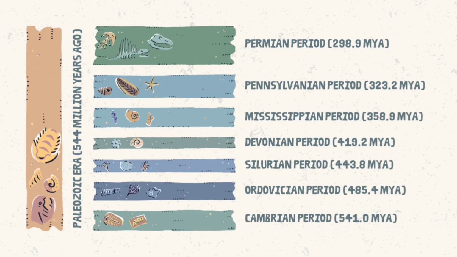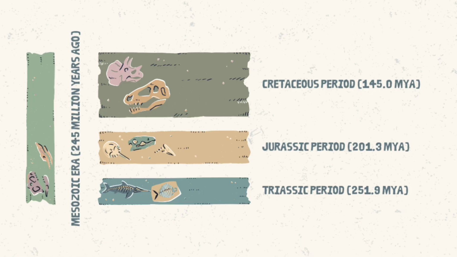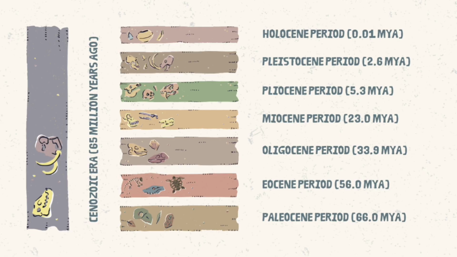And here are the periods under the Paleozoic era. We have the Permian, Pennsylvanian, Mississippian, Devonian, Silurian, Ordovician, and Cambrian. In the Mesozoic era, we have Cretaceous period, Jurassic period, and Triassic period. The Cenozoic era has the following periods, which are the Holocene, Pleistocene, Miocene, Oligocene, Eocene, and Paleocene period.